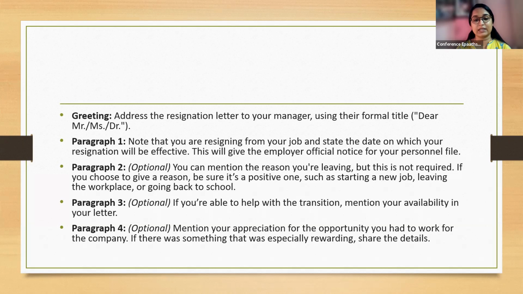Paragraph 3, if you are able to help with the transition, mention your availability in your letter. And paragraph 4, mention your appreciation for the opportunity you had to work for the company. So what is paragraph 1? That you are resigning from your job and state the date on which your resignation will be effective.